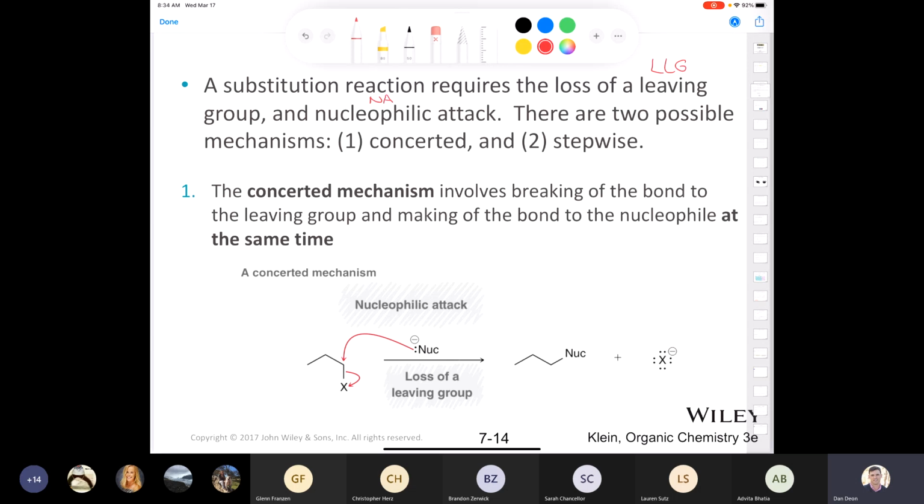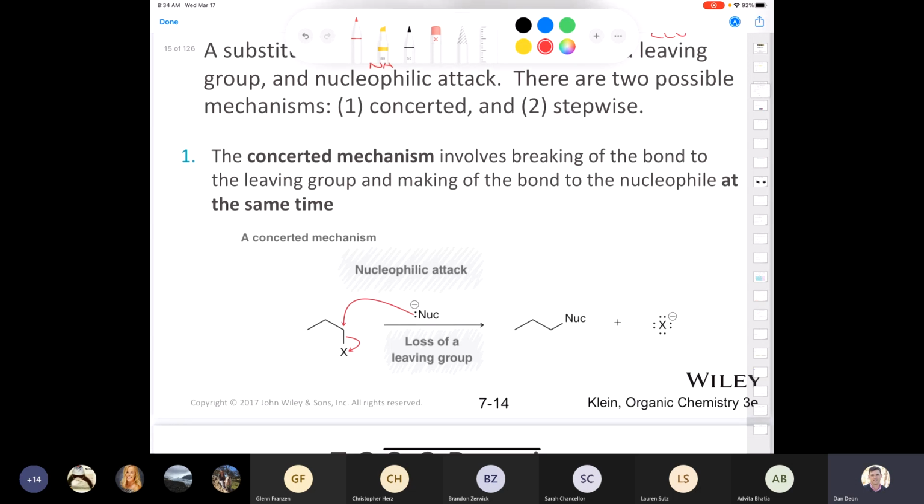Well, there's two different ways that could happen. It might not be abundantly clear right now, but let me show you. The two possible ways, first one is what's called a concerted mechanism. Concerted means nothing more than at the same time. It sounds like a big fancy word, but it means nothing more than both things happen at the exact same time. So that means the nucleophilic attack and the loss of leaving group are going to occur simultaneously.